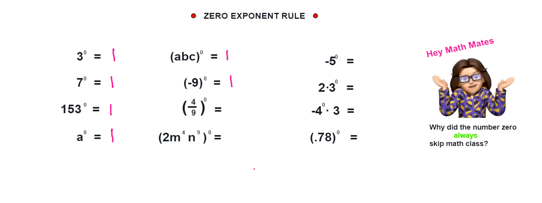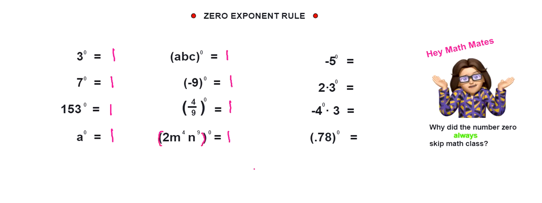Now we got a fraction to the 0. What would that be? You got it. It's 1. Anything to the 0 is 1. Try to keep that in your head. It'll help you a lot, especially in algebra class. Here, we got 2 times m to the 4th times n to the 9th, all to the 0. Well, it's all to the 0, so the answer is 1. And how do I know it's all to the 0? Because the whole thing is in parentheses to the 0.